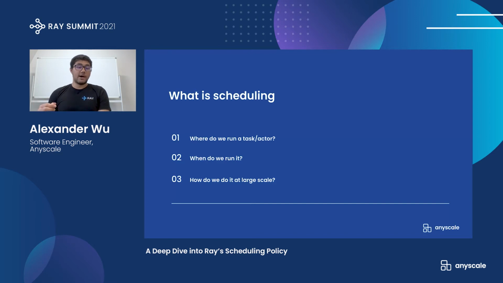We also want to think about when we run it, because a user may try to schedule more tasks that require more resources than are available in the cluster, in which case we have to pick which ones to run first, or maybe these tasks have dependencies. And finally, it's really important that we solve this problem at scale.